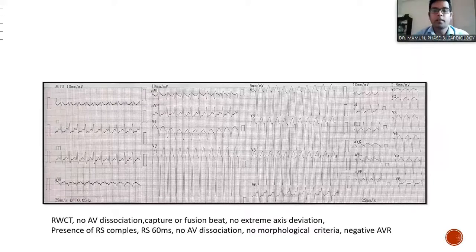The causes of irregular wide complex tachycardia may be polymorphic VT, when it is associated with capture beat or fusion beat, or pre-excited AF, that is AF with wide complex, that is Wolff-Parkinson-White syndrome with atrial fibrillation. These are the most common causes of irregular wide complex tachycardia.